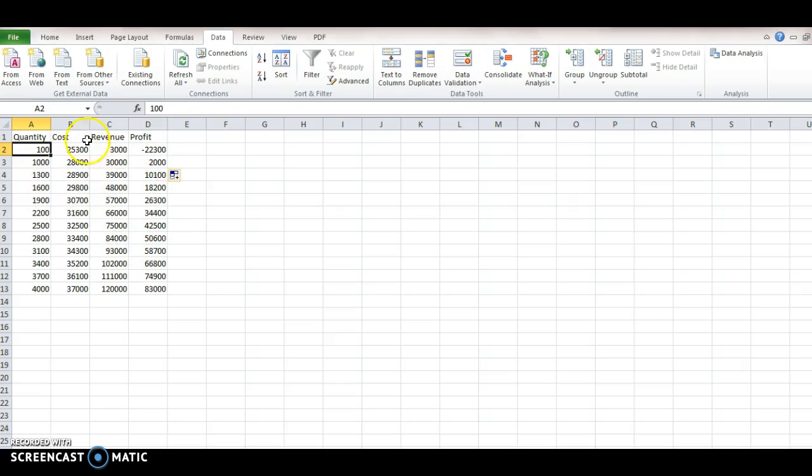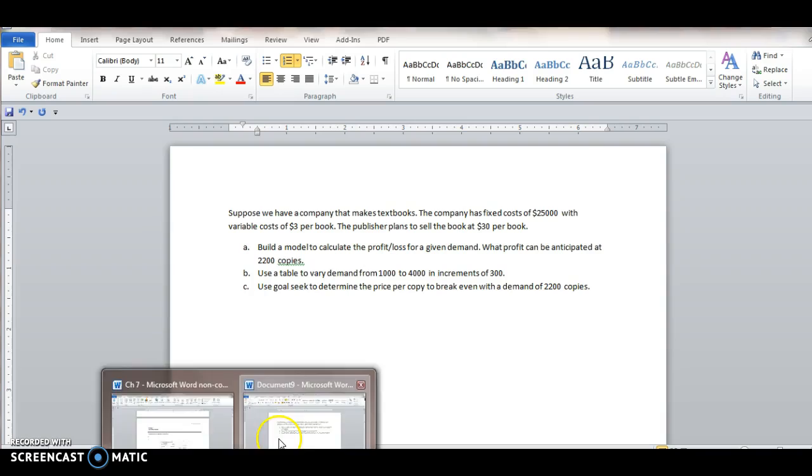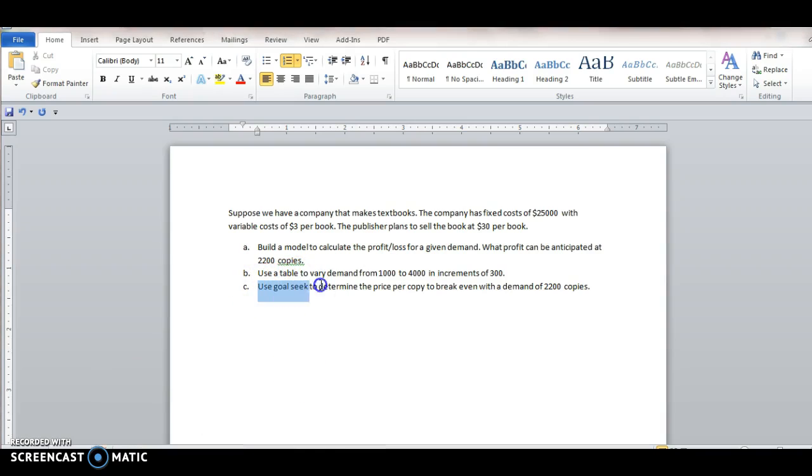And in class, that's what we were doing. We were saying, okay, at this fixed price point of $30 per book that we're charging, can we use Goal Seek to figure out what the break-even quantity would be? And I got a little stuck in class, but if we read this question, it says use Goal Seek to determine the price per copy to break even with a demand of 2,200 copies.